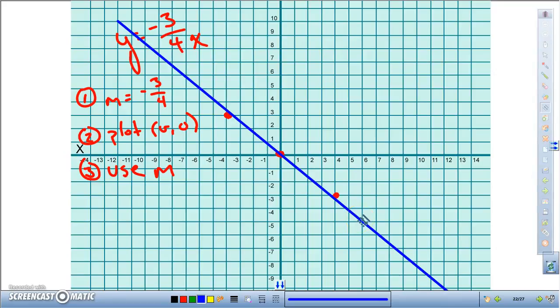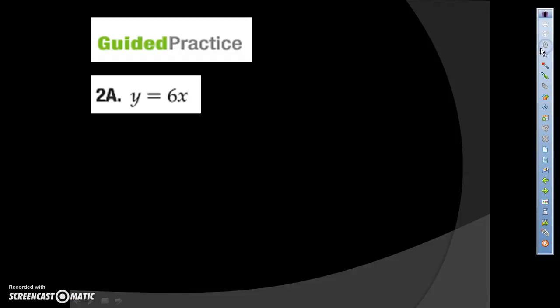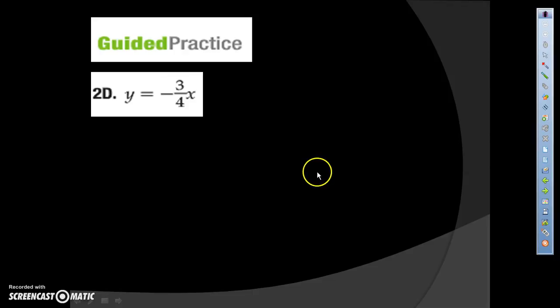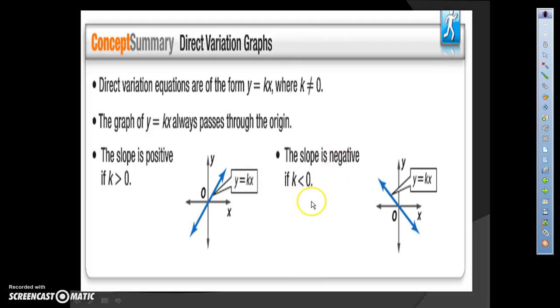Alright, that's all there is to graphing direct proportions. So let's just get a little summary of graphing and direct proportions in general. I have the general form of y equals kx. My slope can't be 0. It always passes through the origin, and it's going to look like one of these two graphs.